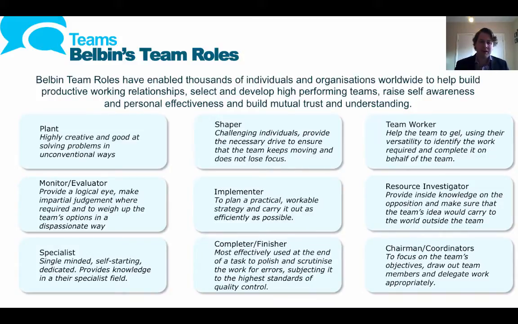So in the top corner here we have plant. They're highly creative, they're good at solving problems in unconventional ways. They're your ideas people, they're the people who pick something out there and go, oh, let's do this, oh, let's do this, oh, let's do this. A weakness in their role might be that they're great at coming up with ideas, just not really good at implementing them, so they're going to need people to implement.